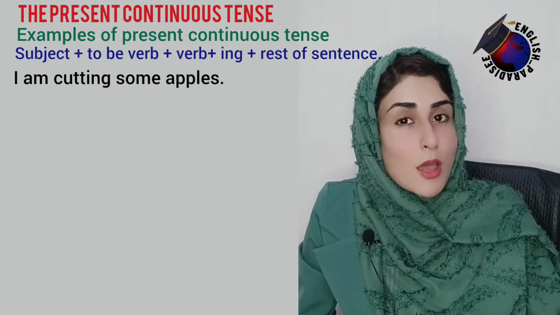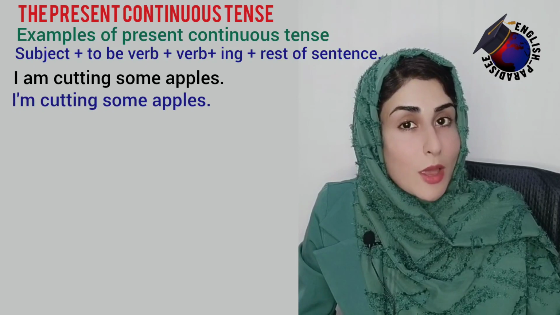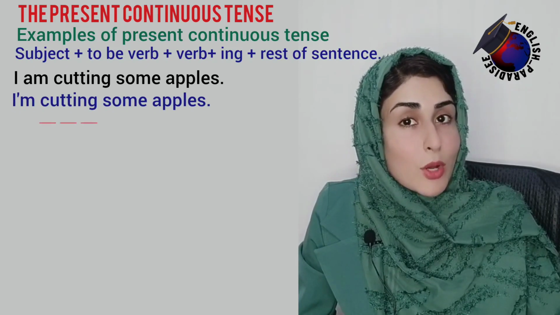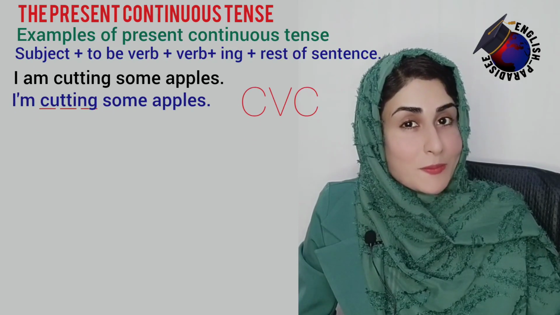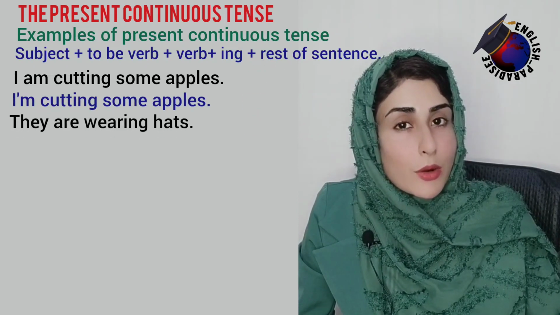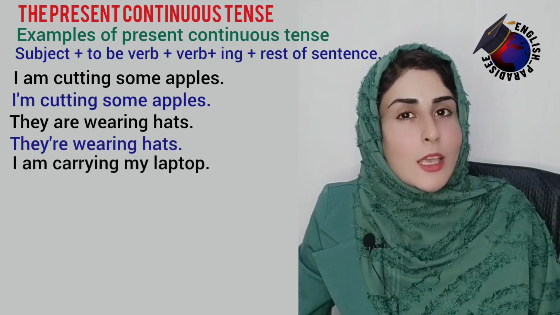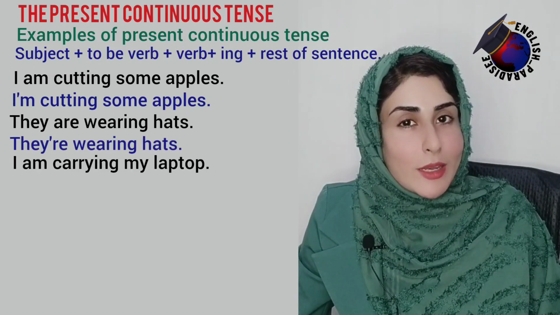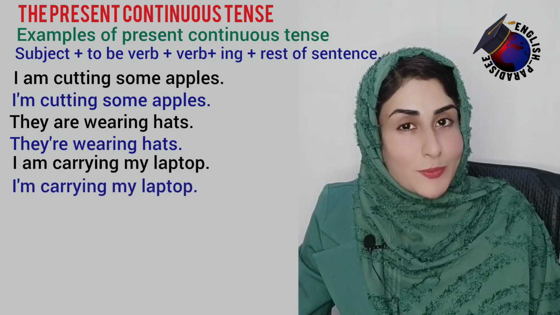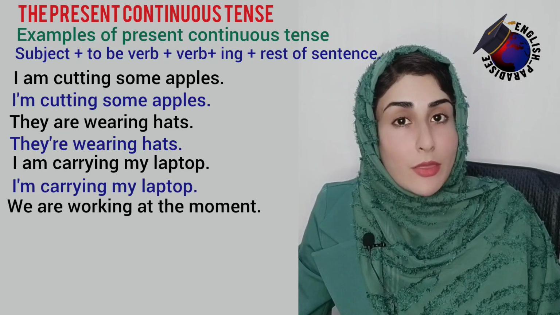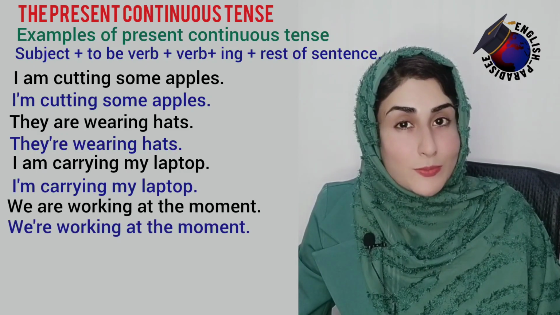I am cutting some apples. Or I'm cutting some apples. Remember the verb cut follows the pattern CVC, okay? They are wearing hats. Or they're wearing hats. I am carrying my laptop. Or I'm carrying my laptop. We are working at the moment. Or we're working at the moment.